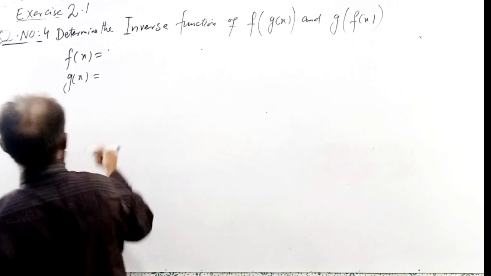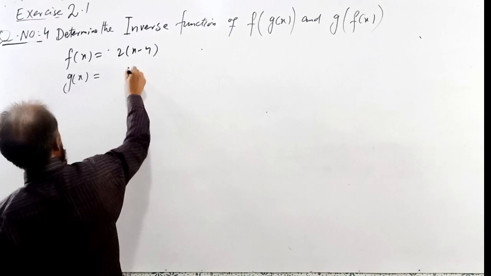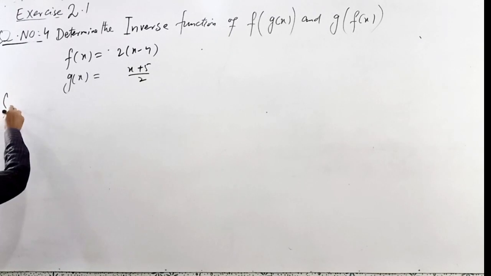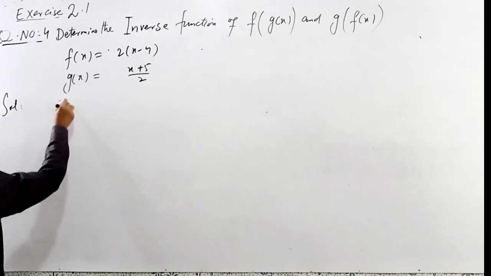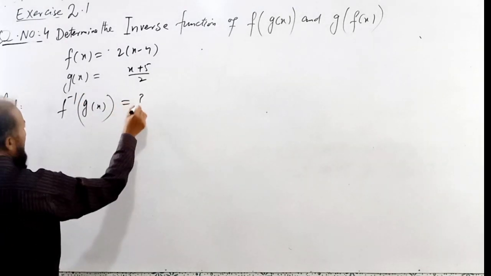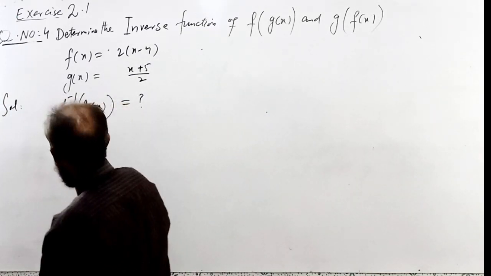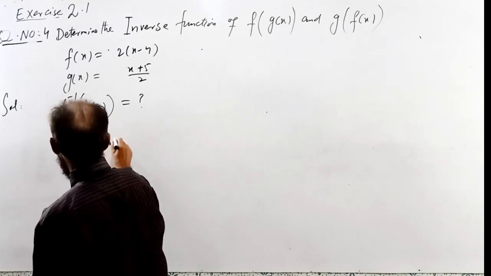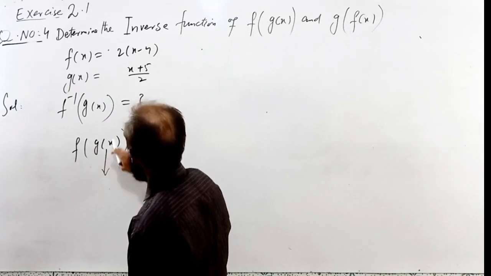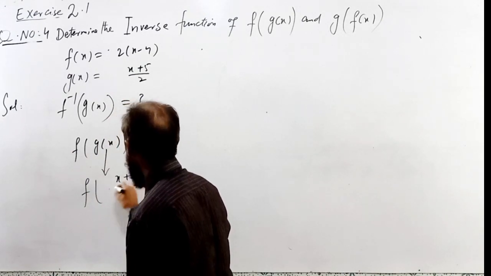So we have f of x is 2 and 2x minus 4, and g of x is x plus 5 divided by 2. Now we start the solution: first, f inverse g of x is required. This result is unknown. First of all, we find f as a function of g of x. That means we replace the value of g of x, which is given as x plus 5 divided by 2, in the function of f.